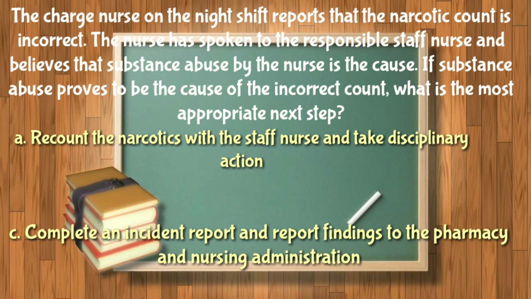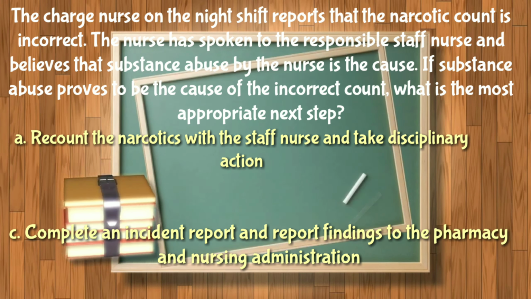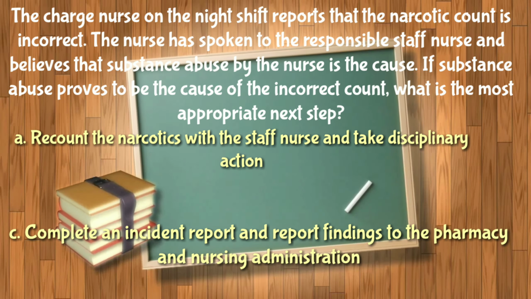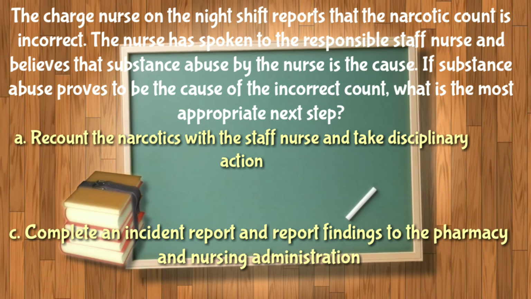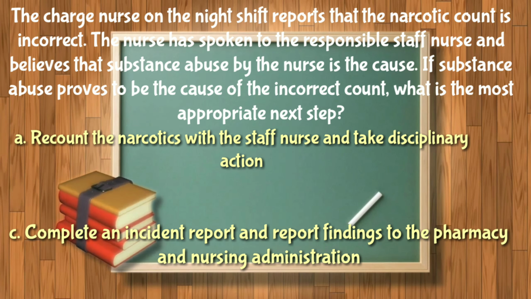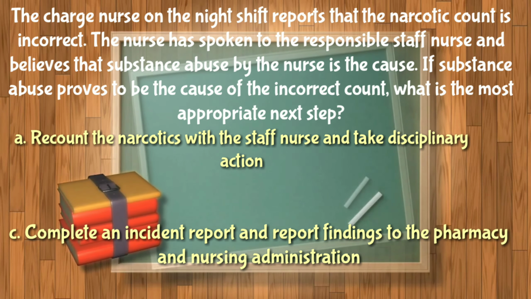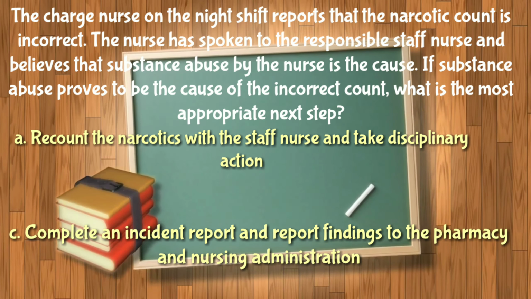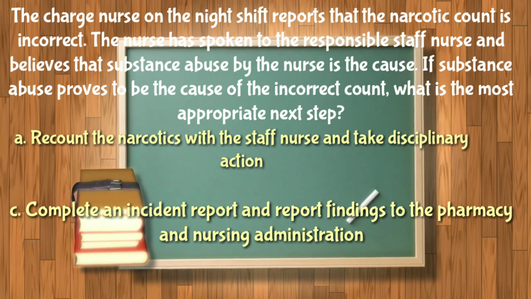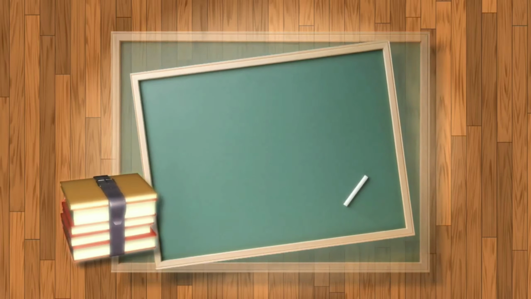An incident report must be completed because of the inaccurate narcotic count. Narcotics are controlled substances and fall under federal law and regulation. Both the pharmacy and nursing administration must be notified. That's why among the two choices, the correct answer is letter C, completing an incident report. So let's proceed to number 4.